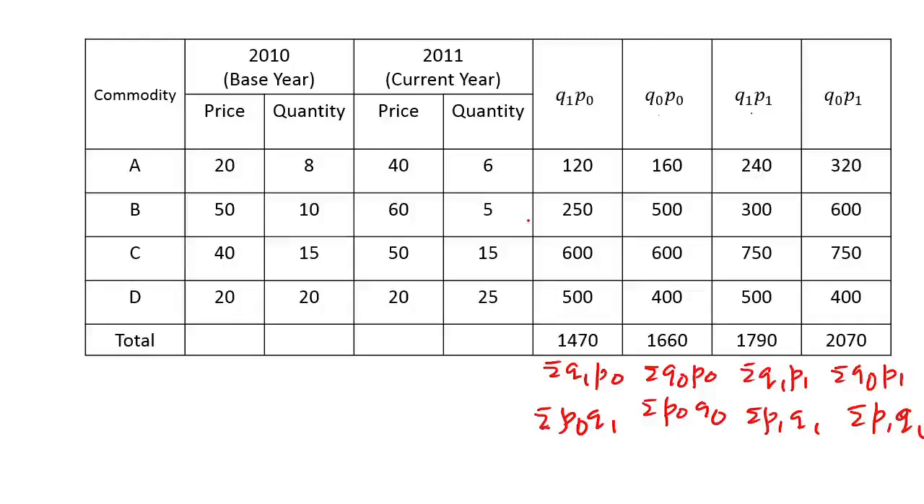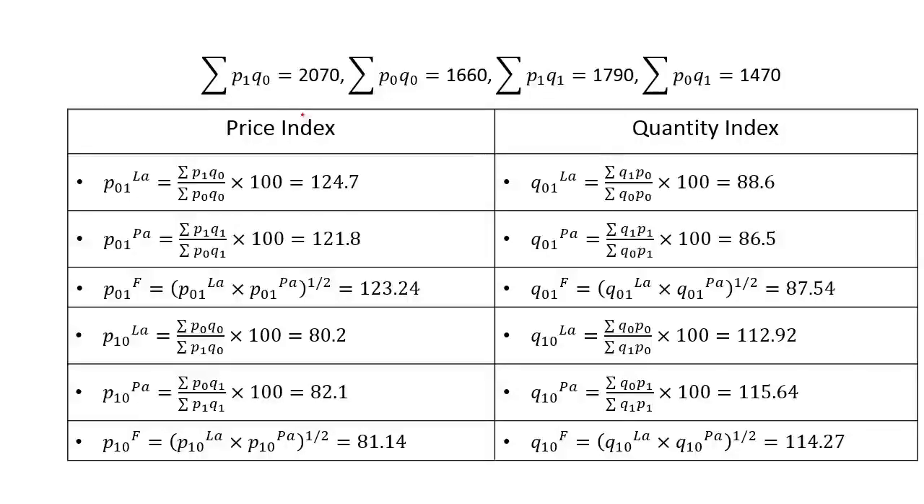So I assume that these values have already been calculated by you, and we will be making use of only these four values. So I have noted down again the same values here: summation P1 Q0, summation P0 Q0, summation P1 Q1 and summation P0 Q1. And I have calculated each of the price indices and the quantity indices. So we know that Laspeyres price index number for current year with respect to the base year is given by this formula. I have substituted summation P1 Q0 here and summation P0 Q0 here, and I have directly calculated the value. It comes to 124.7.